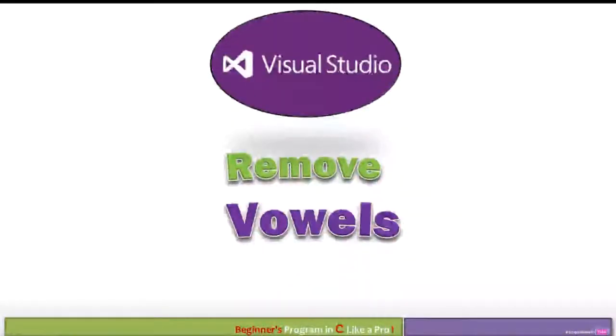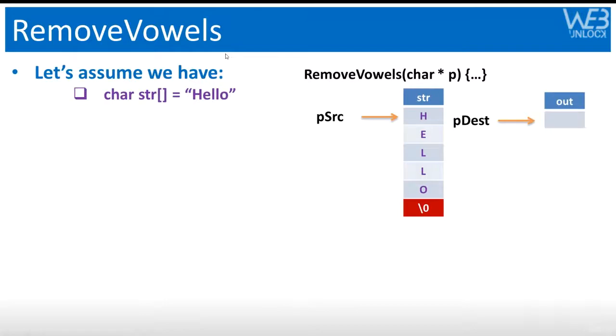In the previous lecture, we discussed how to print the vowels of a string. In this lecture, we're going to talk about how to remove vowels from a given string using pointers. So let's get started. Okay, just to show you how we want to implement the remove vowels, let's assume we have a string str that has the word hello in it.